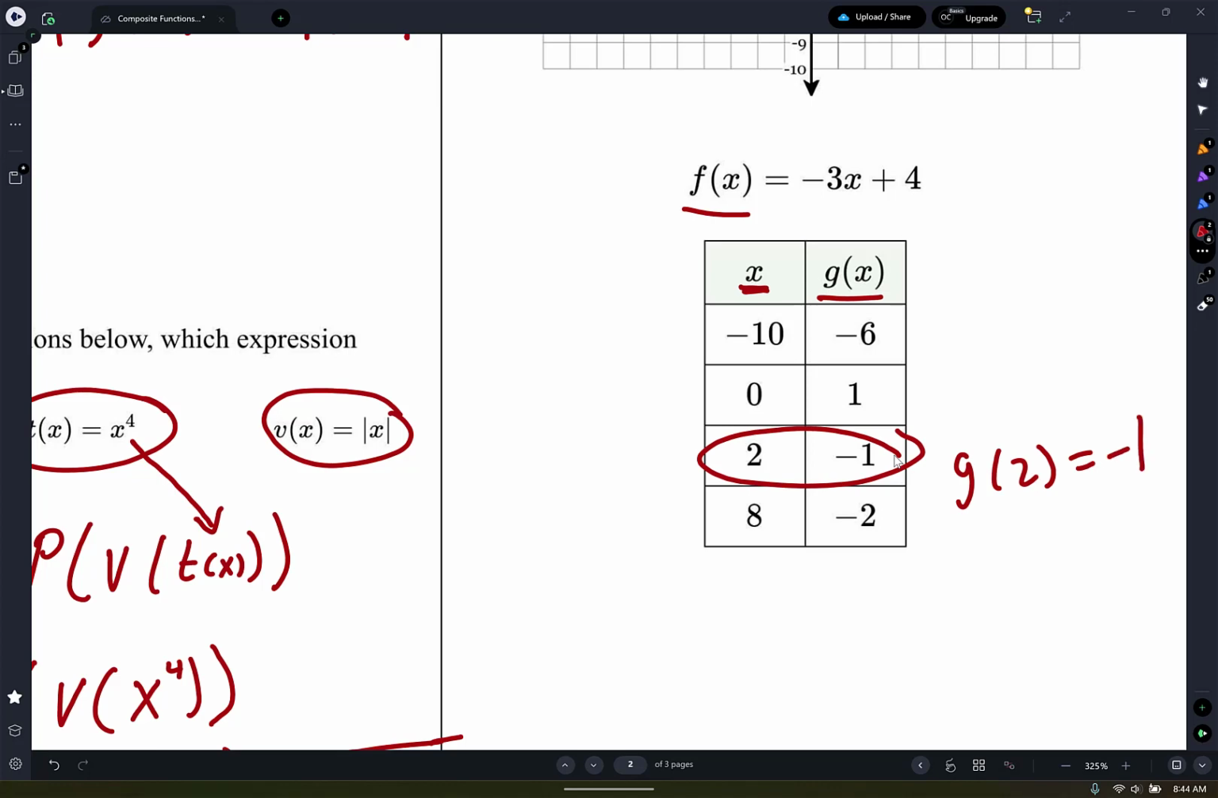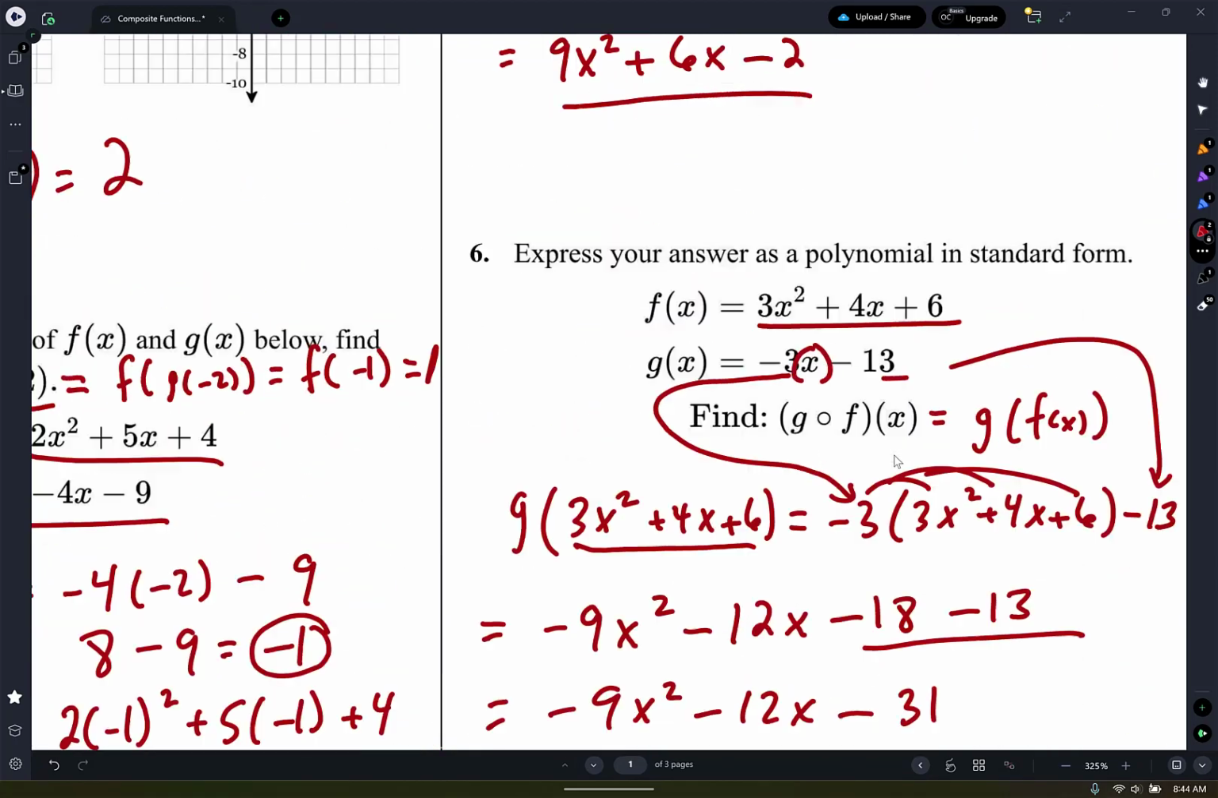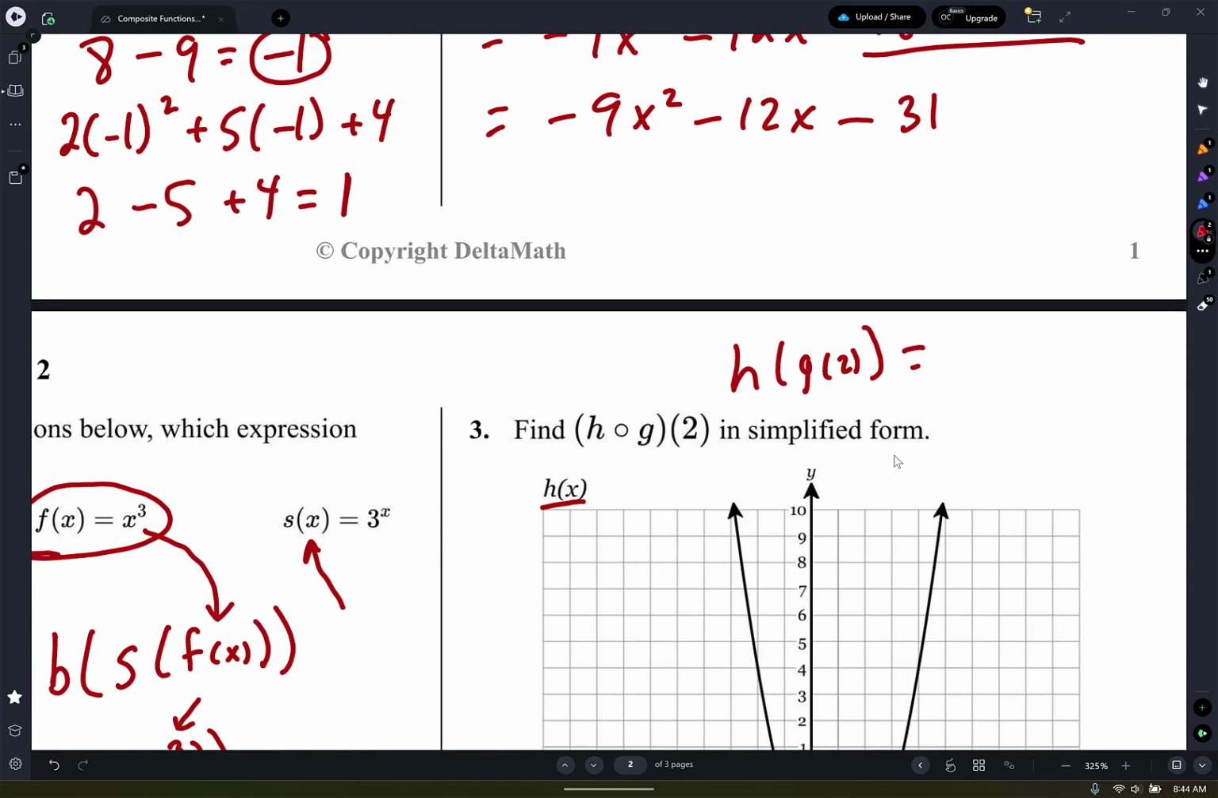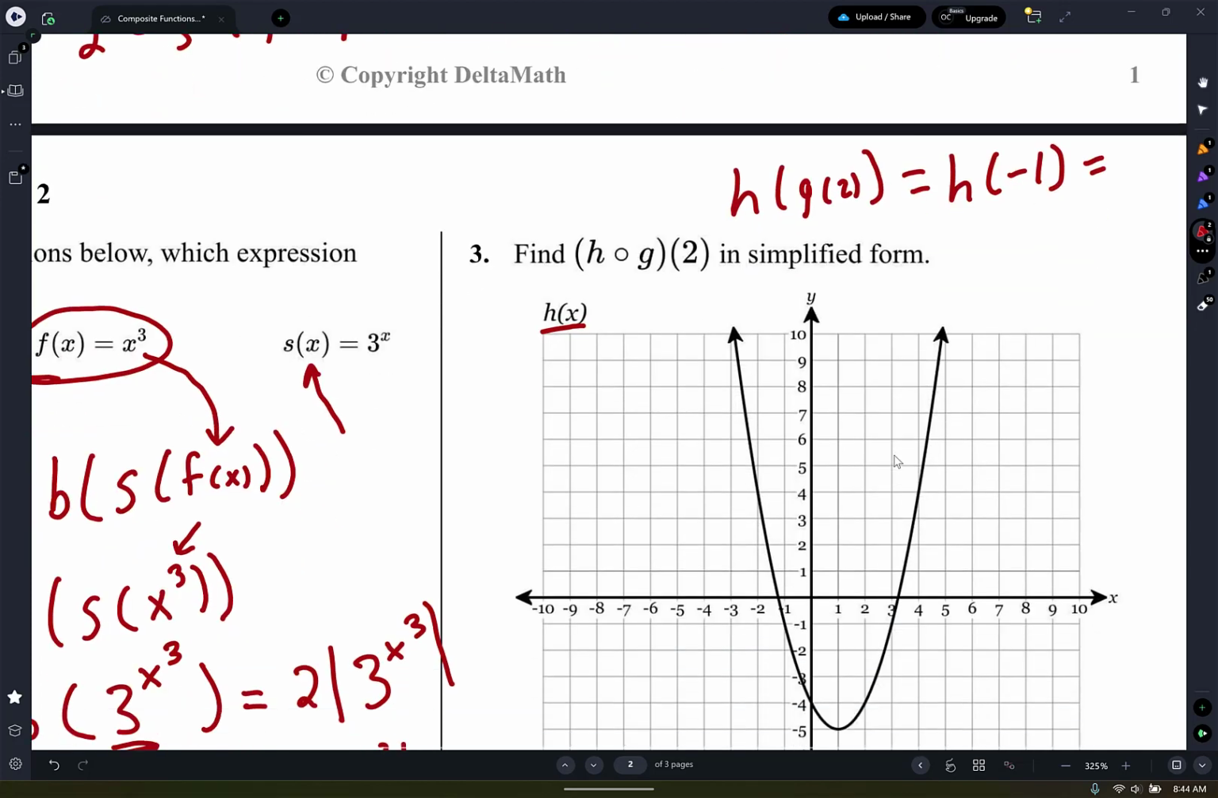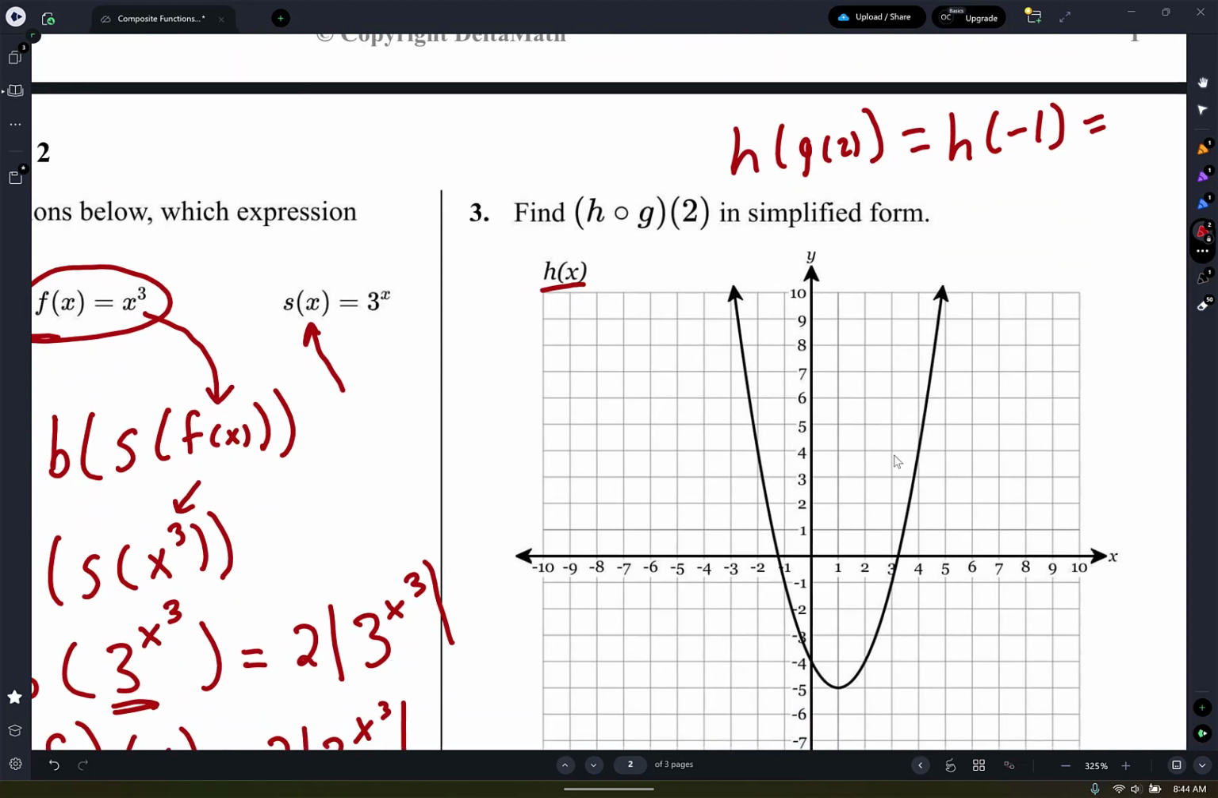Does everyone see how we got it, guys? I'm going to insert negative 1 in as an input for h. h of negative 1. So now I find h. I go to negative 1, and it looks like the answer is negative 1. So h composite of g at 2 is nothing more than negative 1.